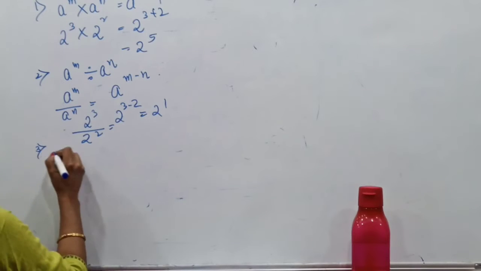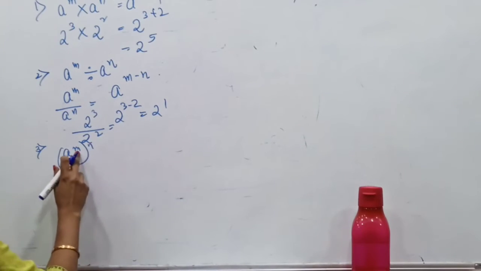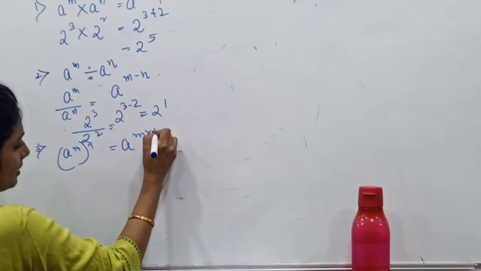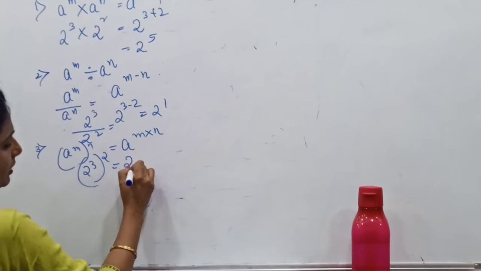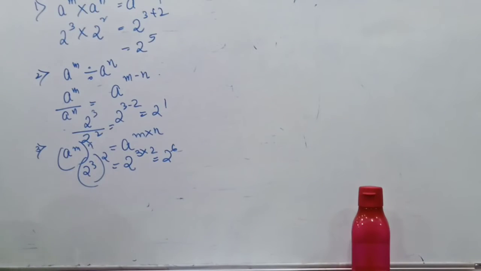Now third rule is, suppose a to the power m and then n. After bracket there are 2 powers. Then what we need to do? We need to multiply both the powers. So 2 cube, whole square. Then what we will do? 2 to the power 3 into 2, 2 to the power 6.